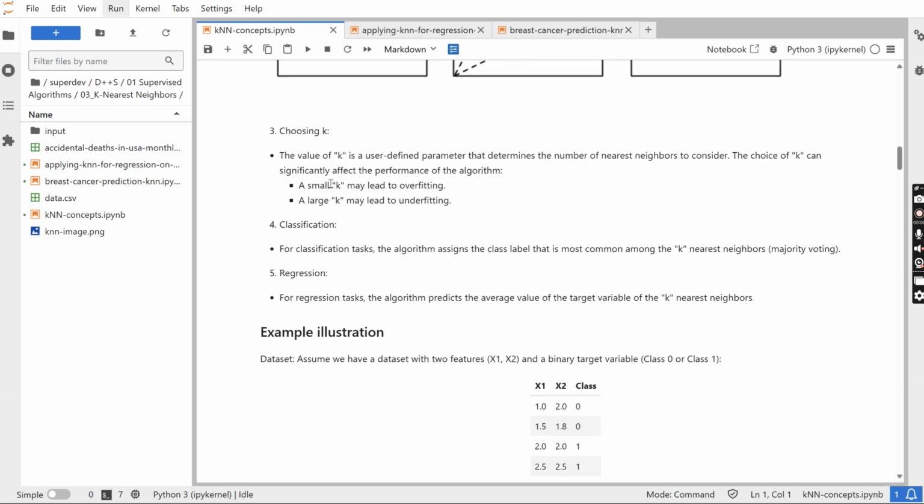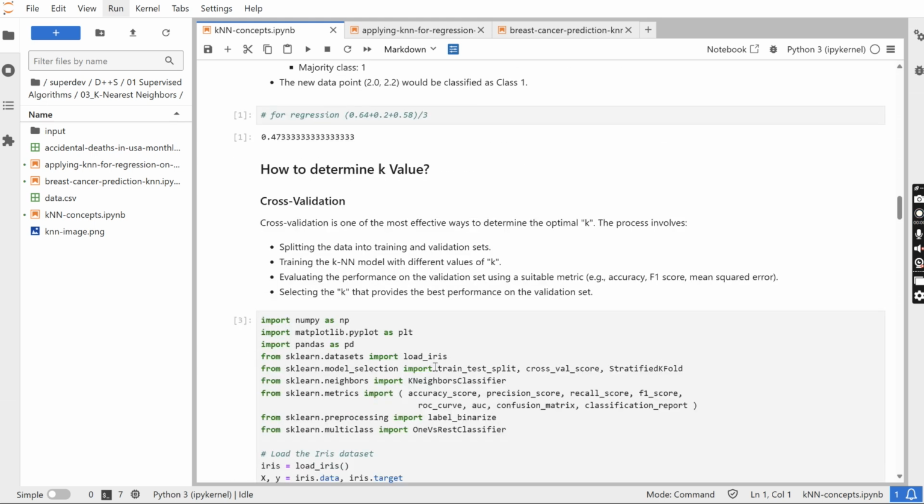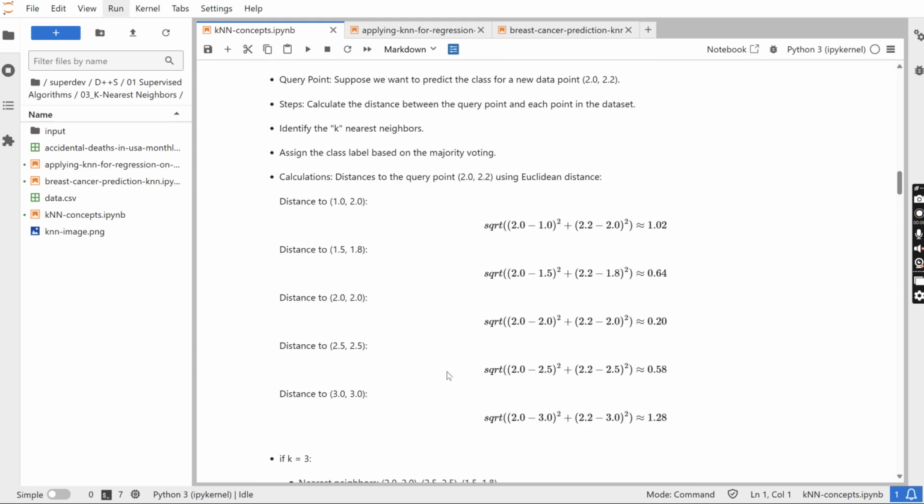Again, k value is something that you have to calculate and provide, the model won't know. So k value is calculated before fitting the model. Okay, you will determine k value using the cross validation score.